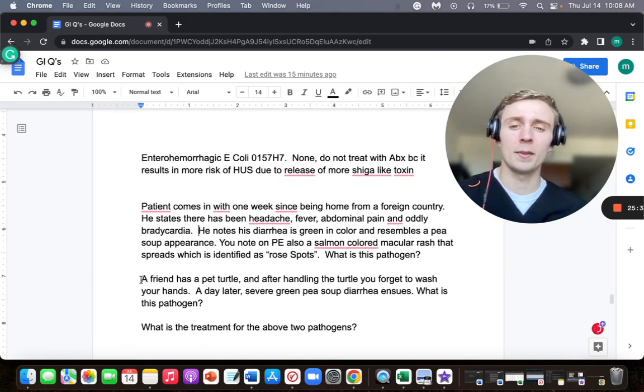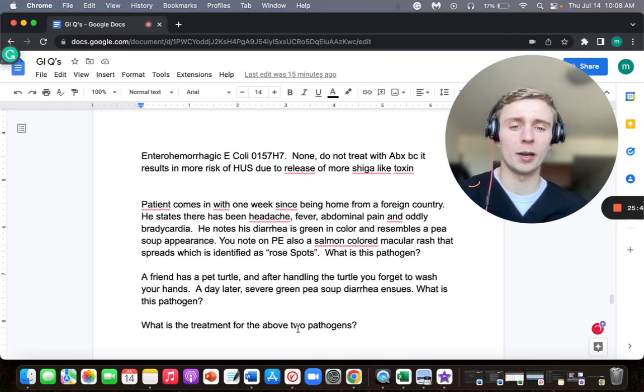Okay, next one. A friend has a pet turtle, and after handling it, you forget to wash your hands. A day later, you have severe pea green soup diarrhea that ensues. What is this pathogen? What is the treatment for the above two pathogens?